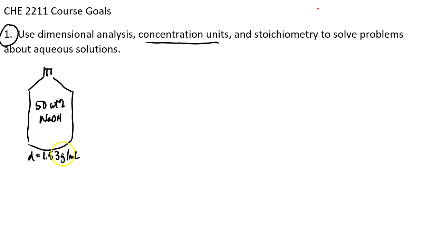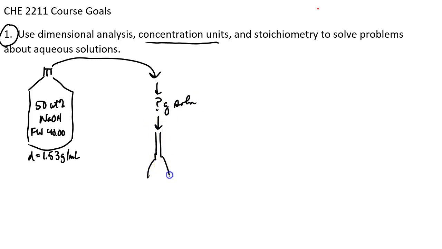Remember, that's grams of solution, not sodium hydroxide, grams of solution for every 1 milliliter. And let's say that the formula weight of that sodium hydroxide is 40.00 grams per mole. So we've got this stock solution, and we want to know how many grams of this solution should be transferred or diluted to a total volume of 1 liter.